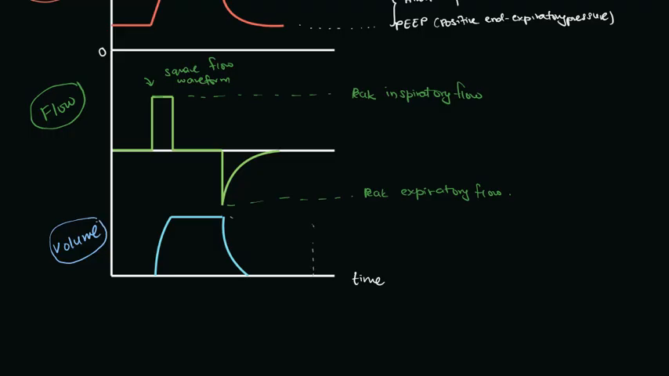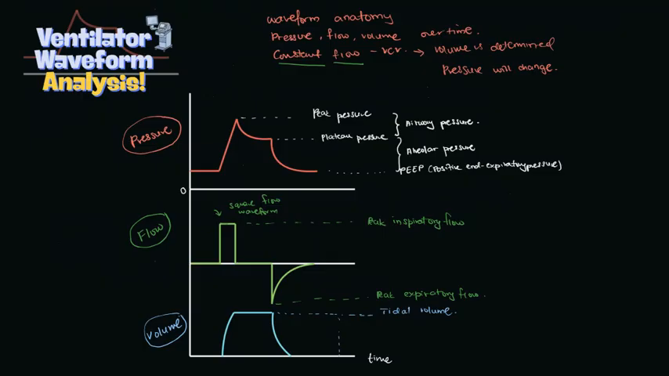The last waveform is volume. The height of this waveform will tell you the tidal volume, which is the amount of volume that is being pushed into the lungs. So now zooming out, you have a general idea of what these waveforms tell and what they signify. Now let's take a closer inspection of individual details.